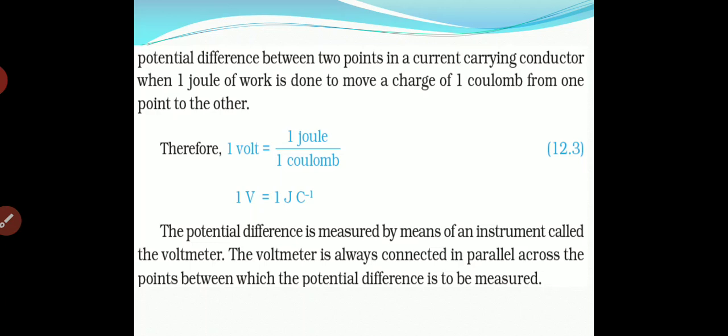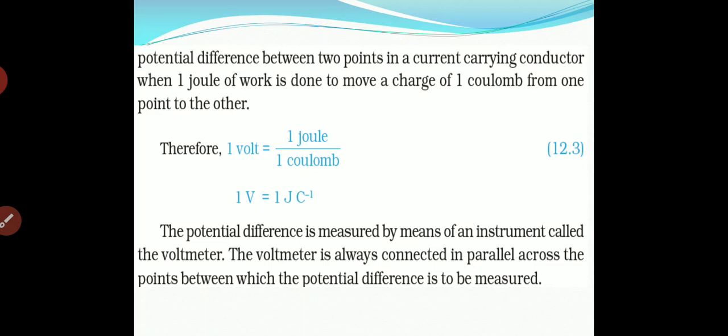When 1 joule, the unit of work, is done in moving a charge, so work done is equal to 1 joule and charge is 1 coulomb, then we get 1 V is equal to 1 joule per coulomb, because we have the formula: volt is equal to work done upon charge.